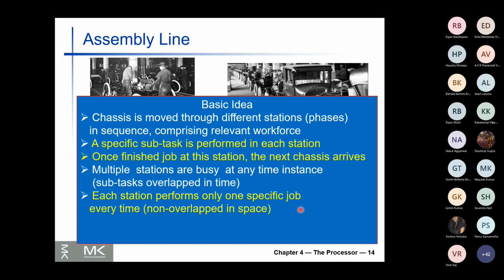And again, each station performs only one specific job every time. Just like you have the hardware which performs only instruction fetch, you have the hardware which performs register read and instruction decode and so on. So every step, it performs a specific action. But once the action is over, it passes this partially finished entity into the next stage, and then another entity arrives in the previous stage.